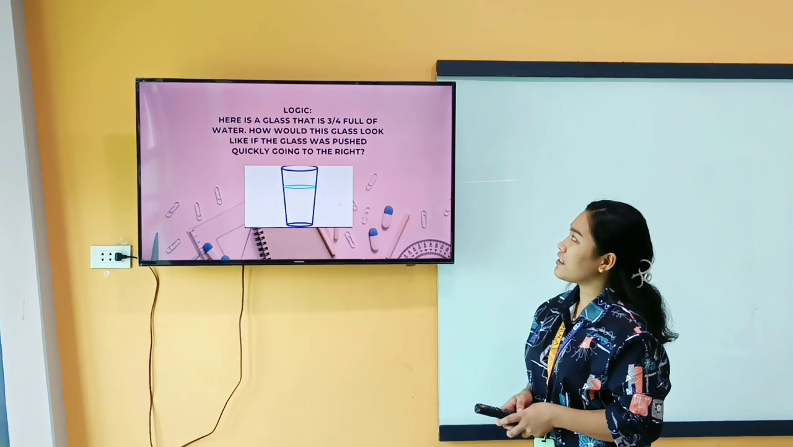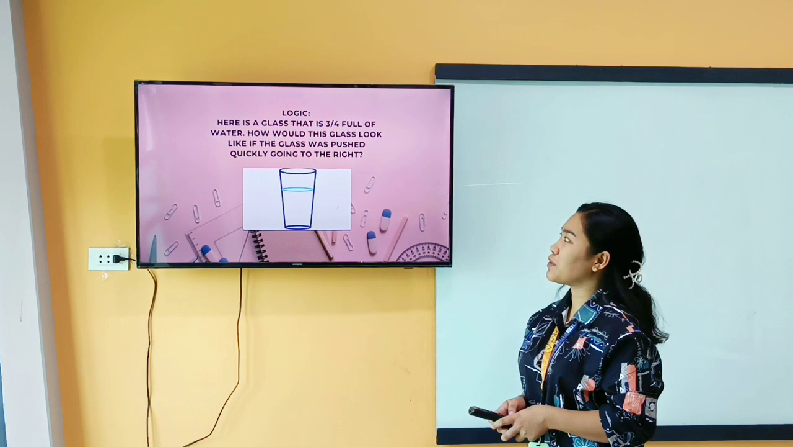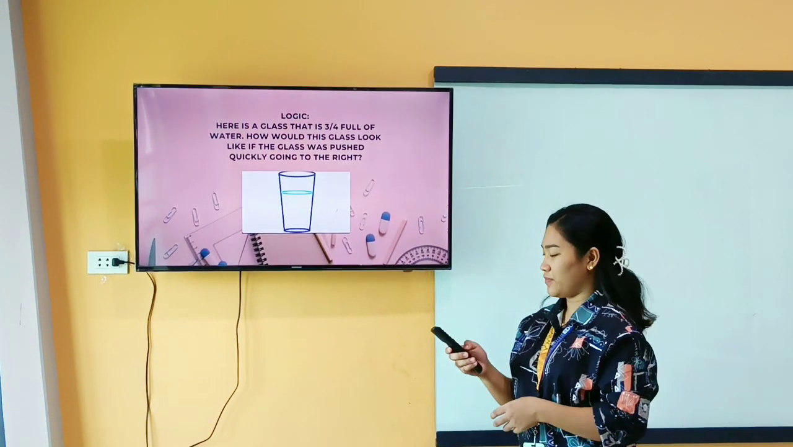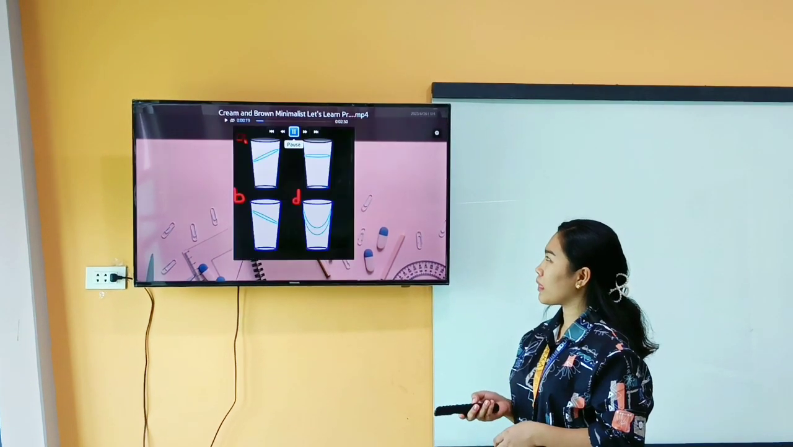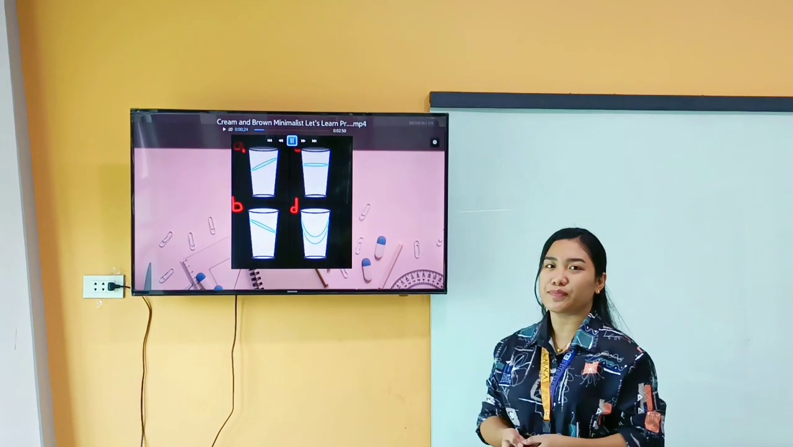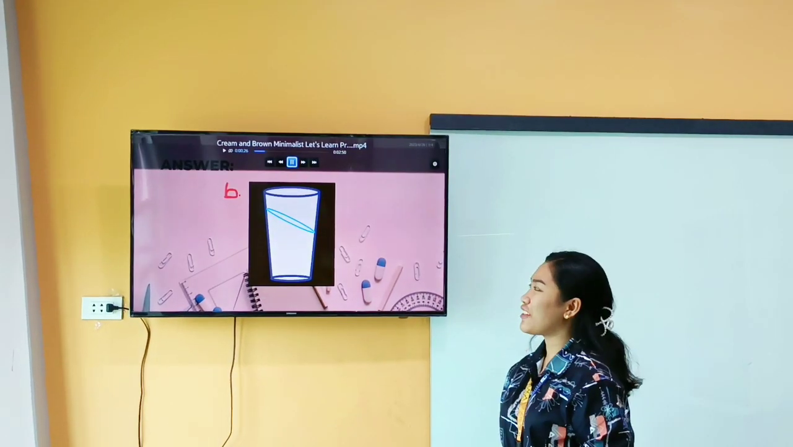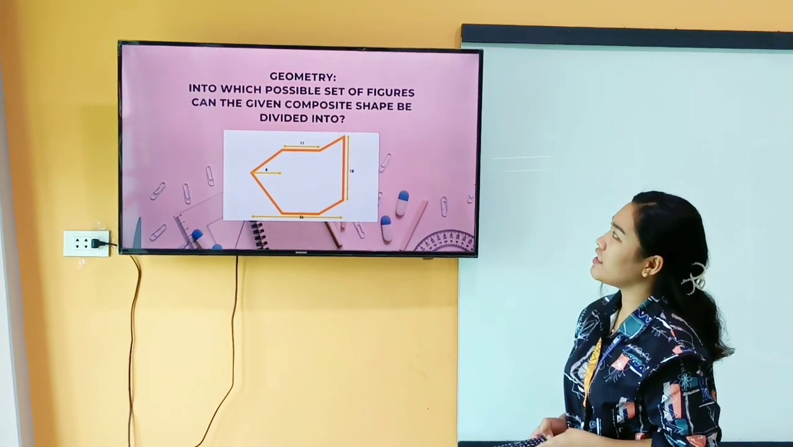Here is a glass that is three-fourths full of water. How would this glass look if the glass was pushed quickly to the right? So these are the choices. So the answer is letter B. Very good. So let's proceed to the next question.